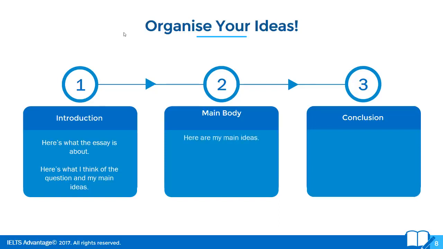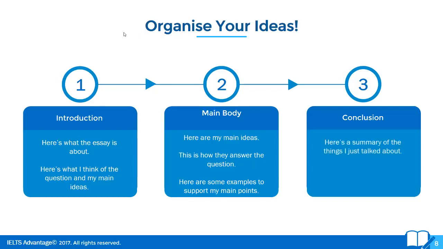In the main body, you're saying to the examiner, here are my main ideas in your topic sentences. This is how they answer the question by developing it. And here are some examples to support my main points. In the conclusion, what you're saying to the examiner is, here's a summary of the things I just talked about.